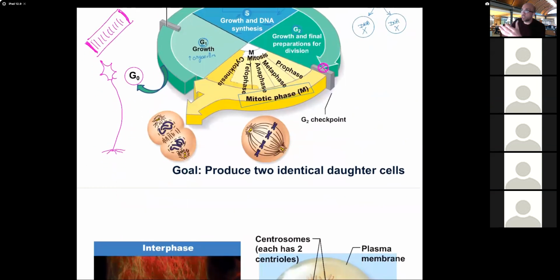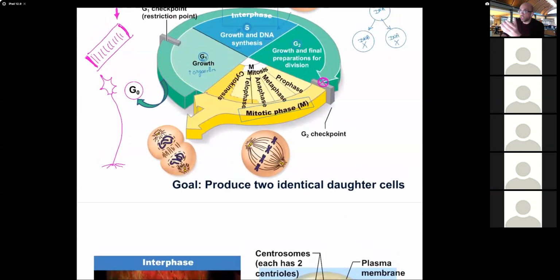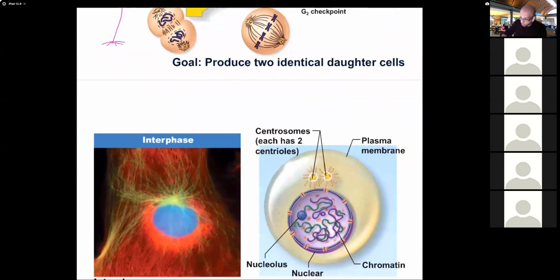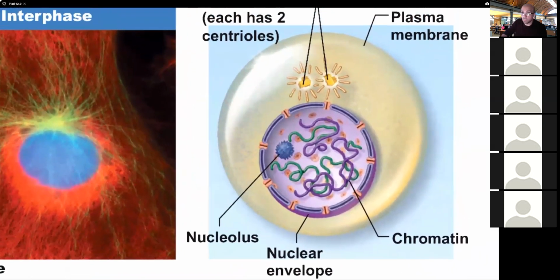Here is how the cell looks when it's growing during G1, S, and G2, or the interphase. The cell has a plasma membrane, has a nuclear membrane around the genetic material, and the genetic material is kept in the form of chromatin, this liquid form of the DNA.